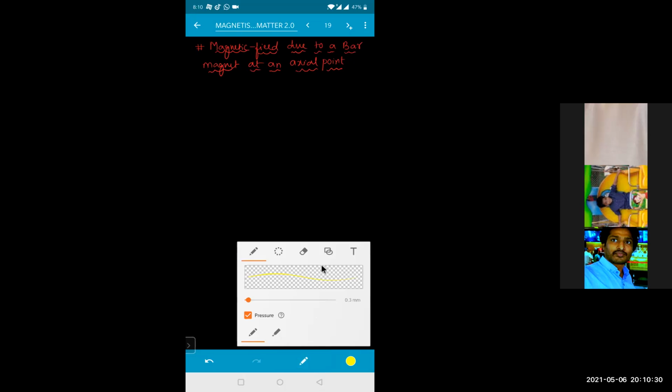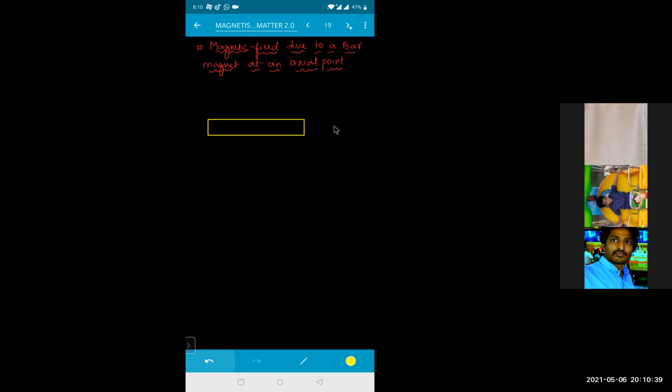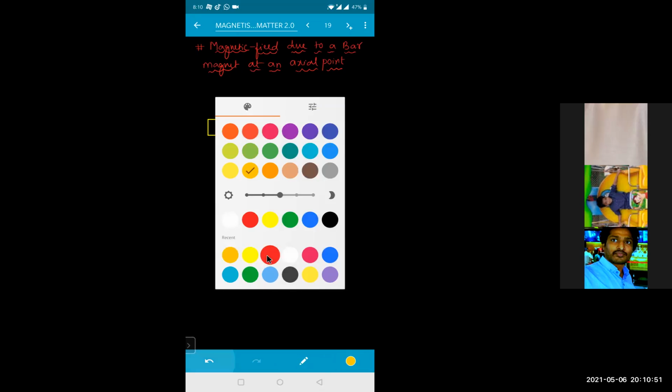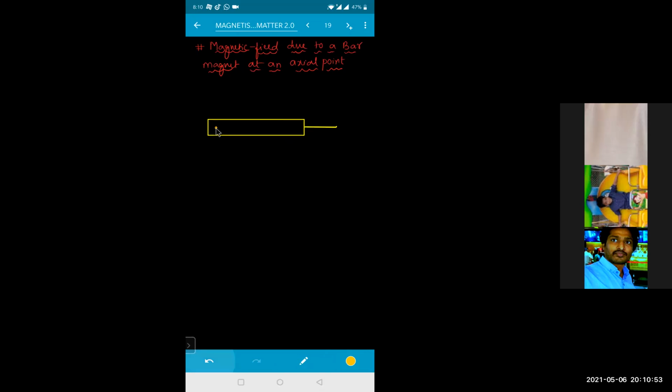Axial position. See here, what we are doing is taking a bar magnet like this, and keeping some point here. So right now we are talking about the magnetic field at this position. This is your south pole, here this will be your north pole, and this will be the center of the magnet.